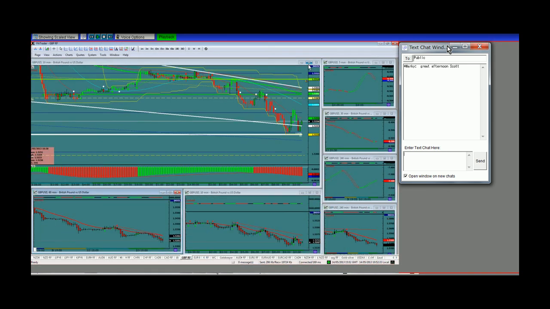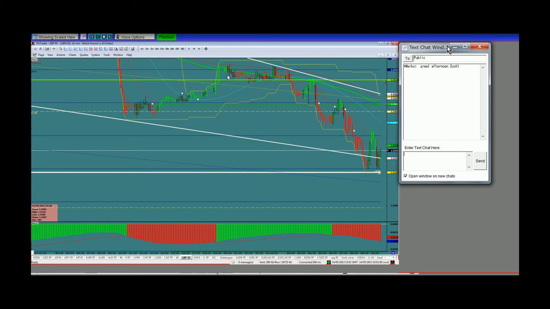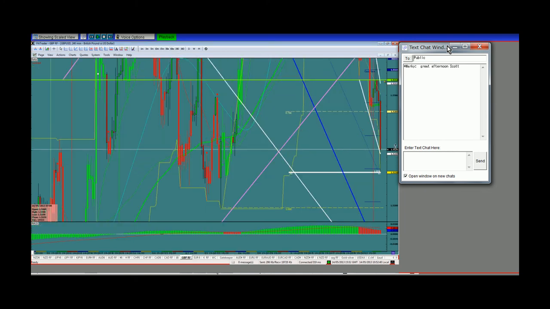British pound. All right, British pound is at the bottom. Took our target out to the pip. All right, surprise, surprise. All right.